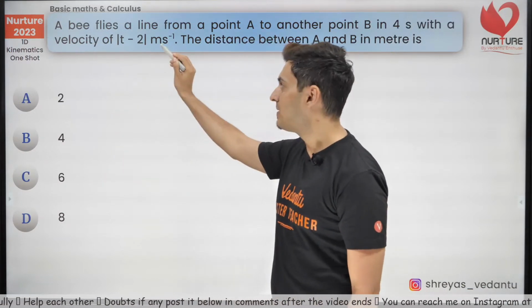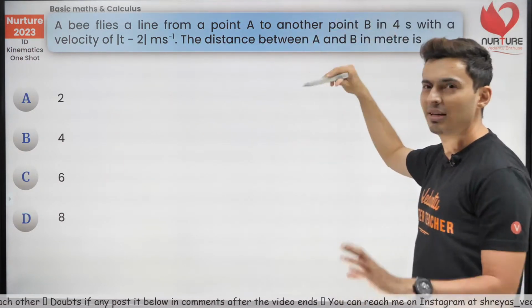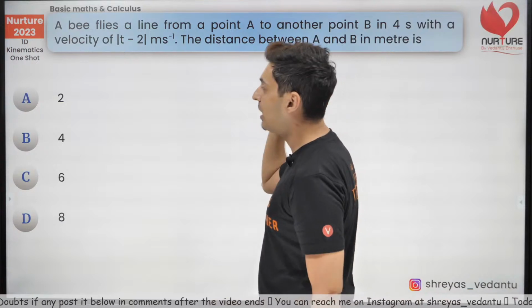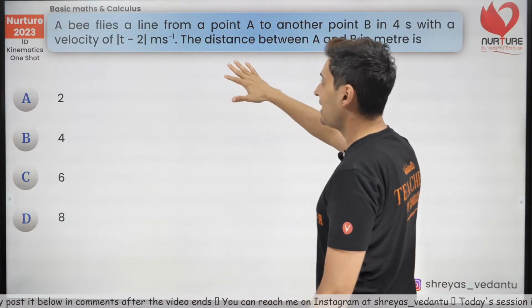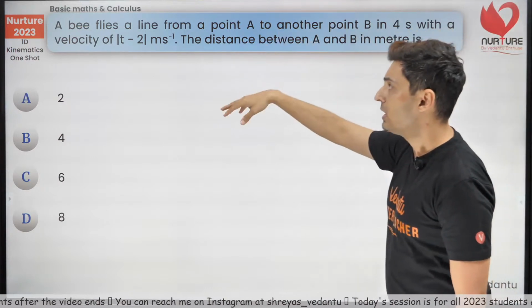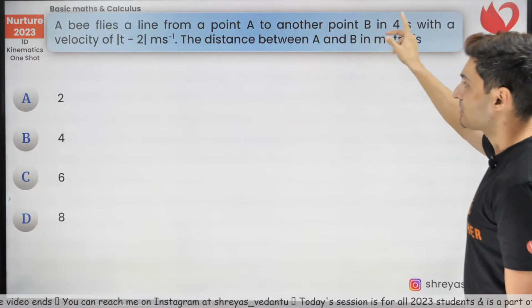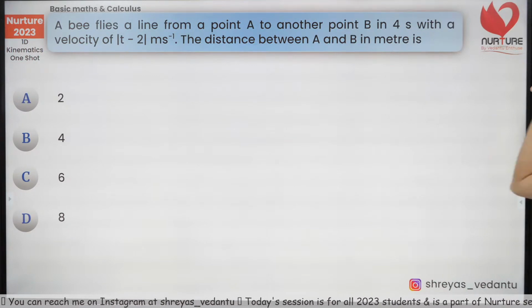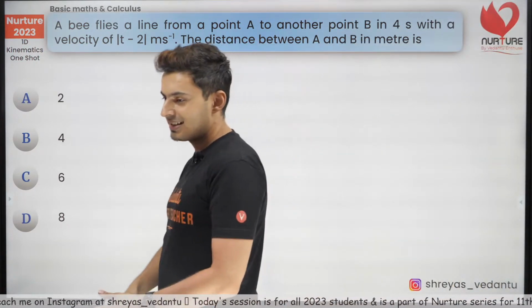Very interesting question. Modulus function. There is a bee which flies. Doesn't matter whether it was a bee, a bird, or a dinosaur. From point A to point B in 4 seconds with velocity of modulus of t minus 2 meters per second. The distance between A and B in meters is, let's see.